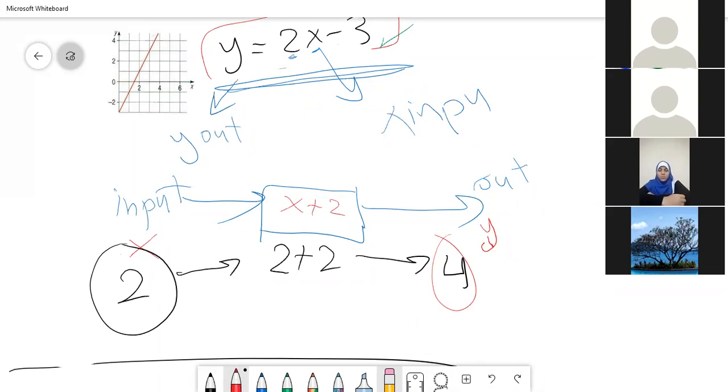So this is the meaning of the function. We can take any number as an input, and we can get an output for that number. So the input can be 2, 3, 4, 5, any number.